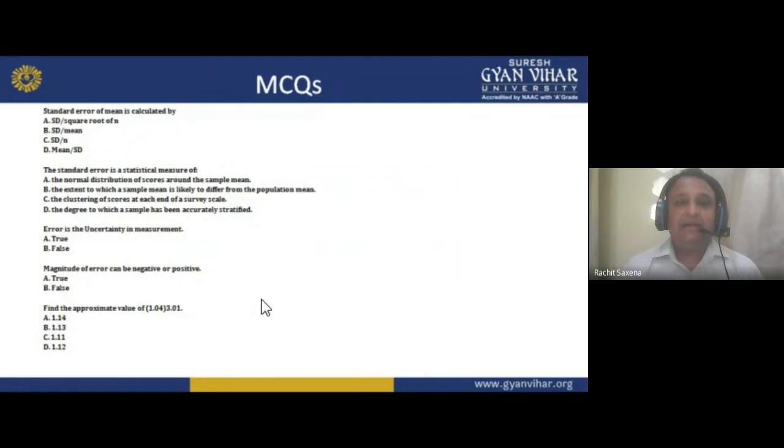Then another MCQ: standard error of mean is calculated by which formula? Standard error is a statistical measure of error, because we are talking about error. Error is uncertainty in measurement: is it a true statement or false? You have to find out the value. Magnitude of error can be negative or positive. Find the approximate value of 1.404. So these are some multiple choice questions related to your topic.